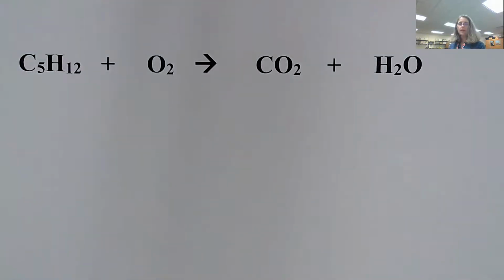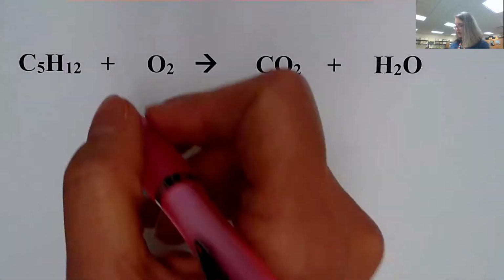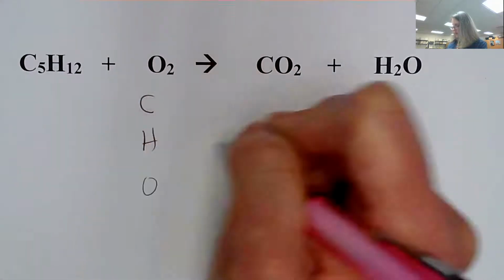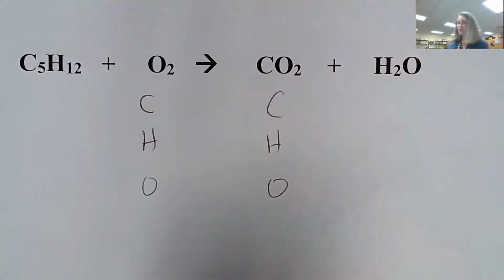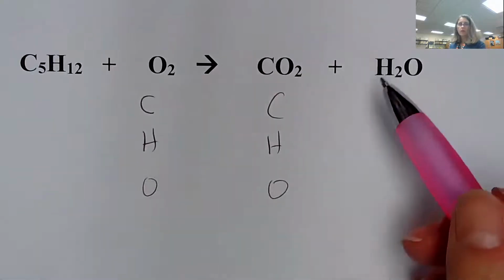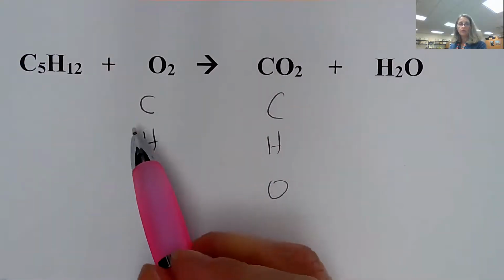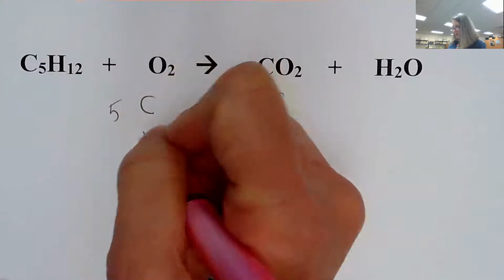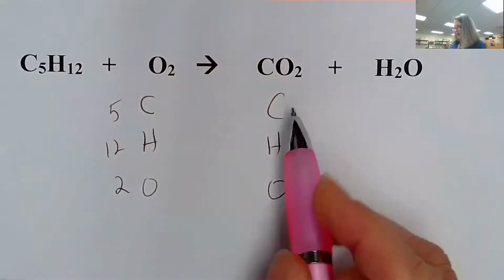So when I am balancing combustion reactions, you're always going to do it in a particular order. Okay, and there's going to be an easy way for you to remember the order. It's always carbon, then hydrogen, then oxygen. Now, how you're going to remember it is going to be what's over here on the right. So let's look on the left first. I have 5 carbons, I have 12 hydrogens, and 2 oxygens.